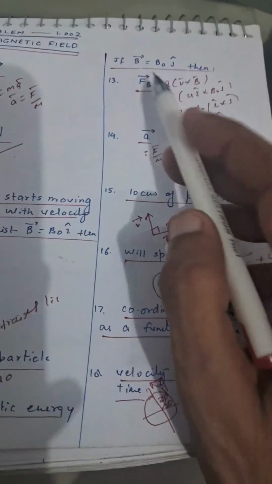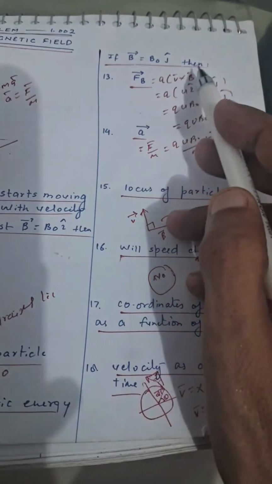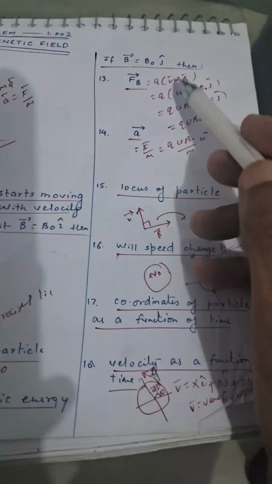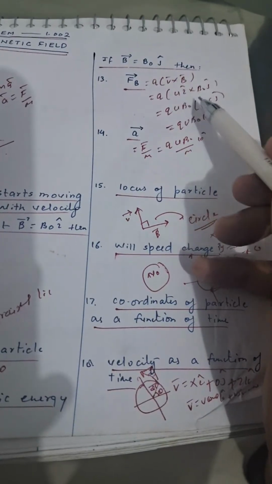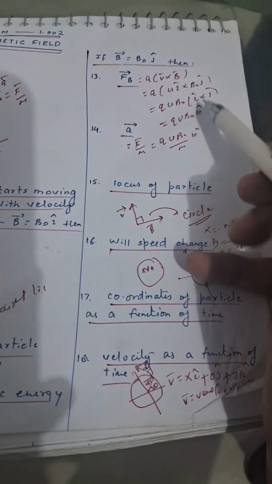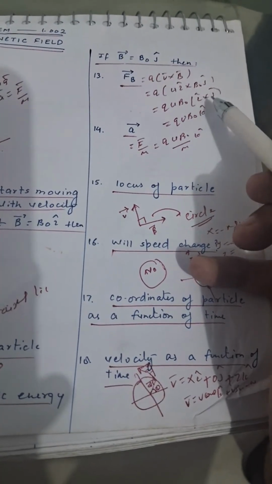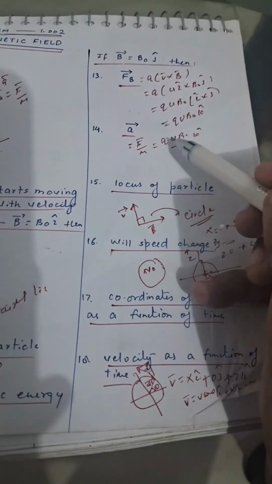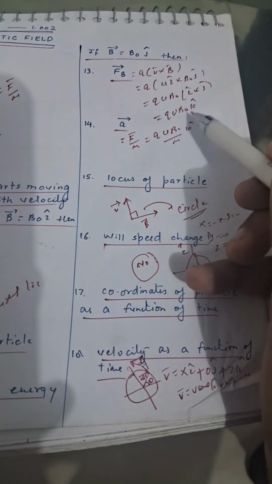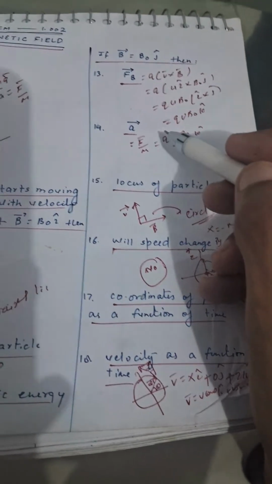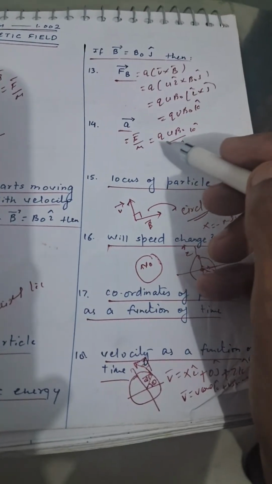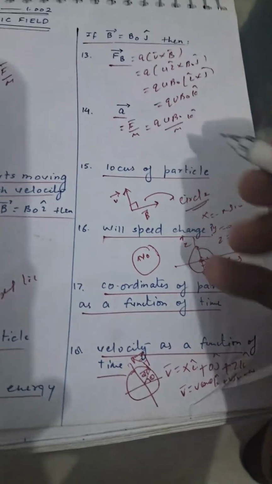Then we have another question in which magnetic field is along y-axis. Then we need to find the magnetic force. So using the expression qv cross B, velocity can be written as u i cap, magnetic field as B naught j cap. So we can write it as q u B naught, i cap cross j cap, and i cap cross j cap can be written as k cap. So the force will be along the z-axis and has a magnitude q u B naught, given that all are positive. In the next question we need to find acceleration, which is force by mass. So that will be q u B naught by m into k cap.